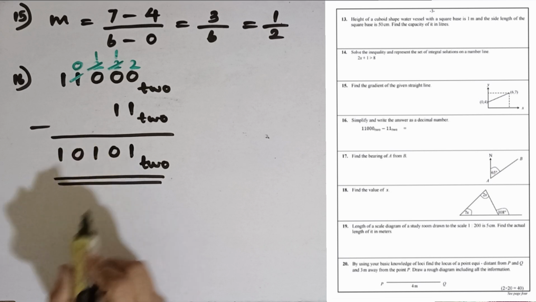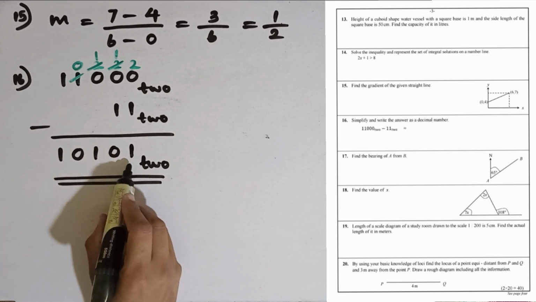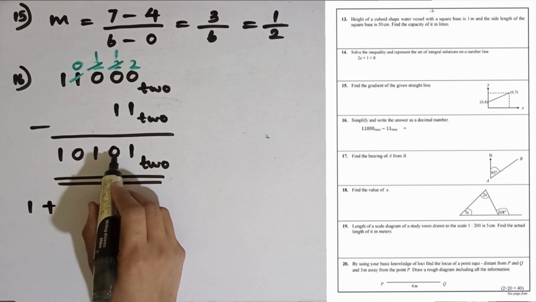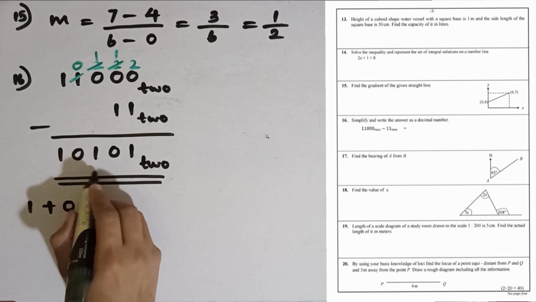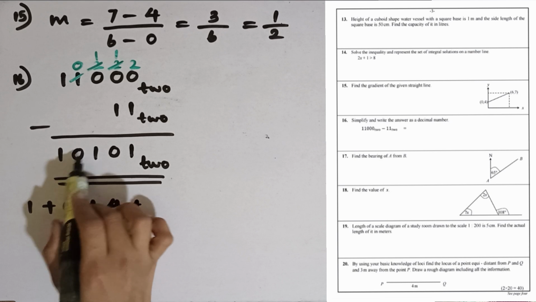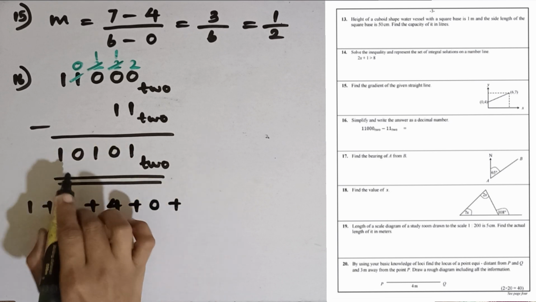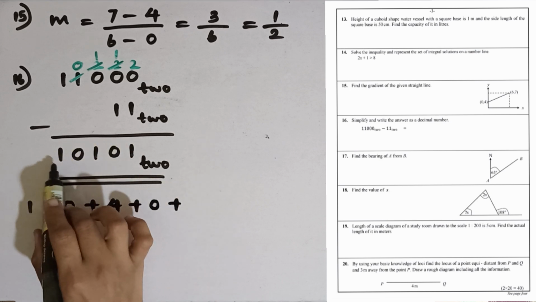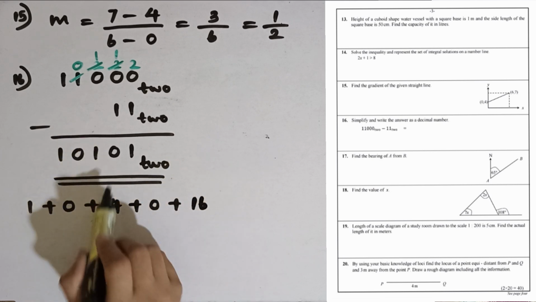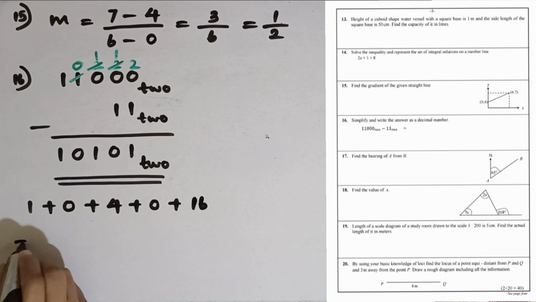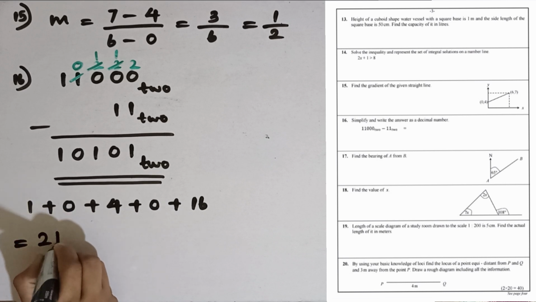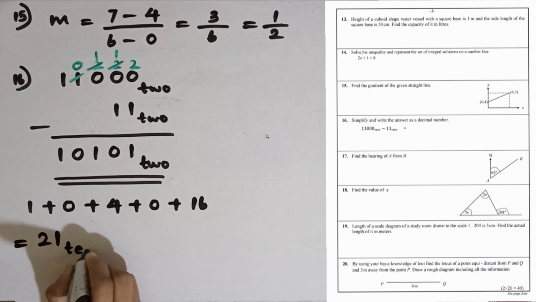Here 2 to the power 0, the value is 1. Then we are adding that. Then the next one, 2 to the power 1, but here it is 0. Then 2 to the power 2, we are adding that 4. Then 2 to the power 3, as it is 0, we are not taking that. Then the last one, 2 to the power 4. The value is 16. As it is 1, we are taking that. So the decimal number: 16 plus 4 is 20. 20 plus 1 is 21. This is a decimal number.